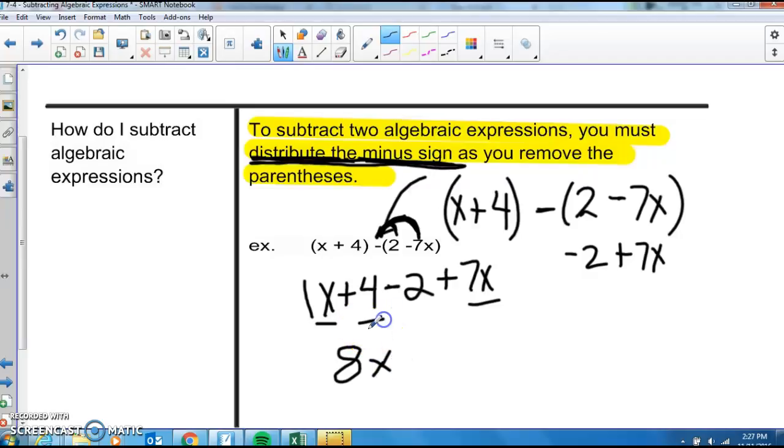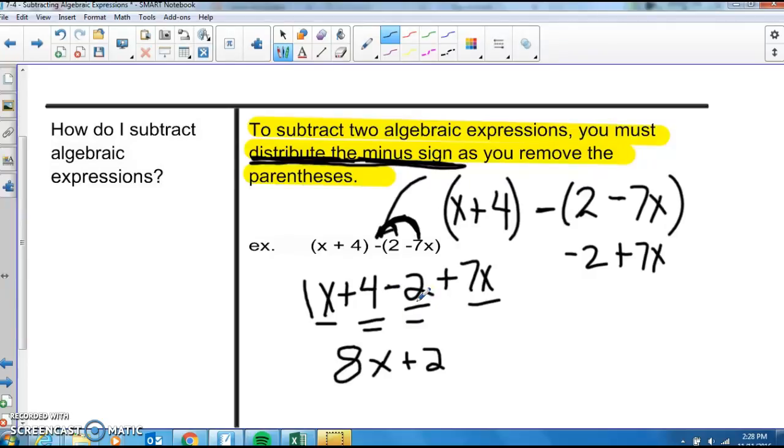I have a positive or plus 4, which is a constant, and I have a minus 2, which is a constant. 4 minus 2 is 2, so all I'm going to do is bring that 2 down and put it right here. Now, I'm not bringing this 2 down. I'm bringing the 2 down I get when I subtract 4 minus 2.